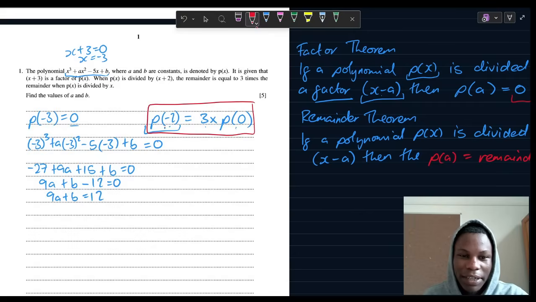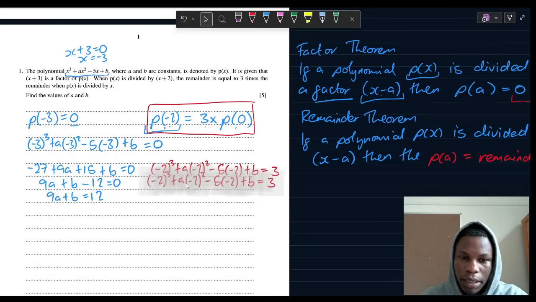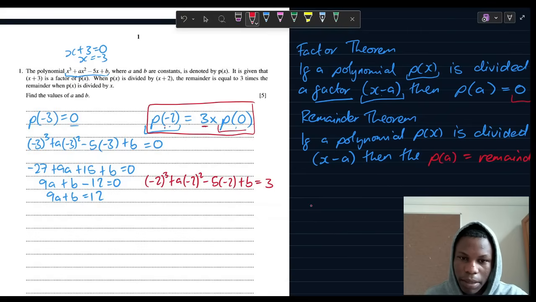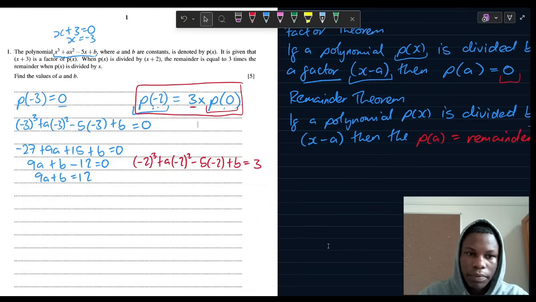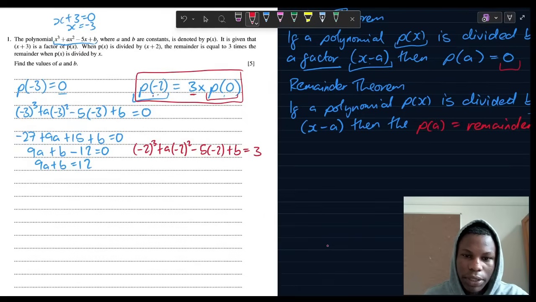We're going to take p of negative 2. So you're substituting x with negative 2. So I'll do it here. That becomes negative 2 cubed plus a times negative 2 squared minus 5 times negative 2 plus b is equal to 3. Maybe let's just shift that down a bit. So that's equal to this 3 here multiplied by p of 0. Okay. So p of 0, you're just substituting x with 0 there.